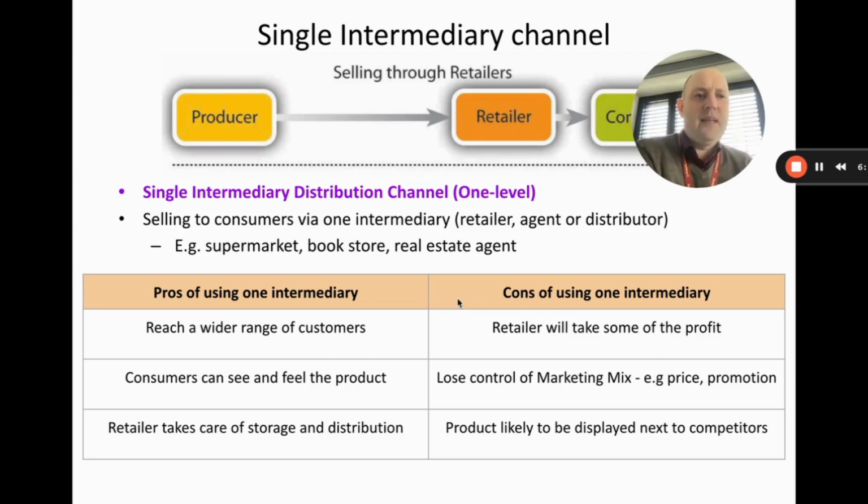The examples I've got down below are more going to be about retailers, which is pretty much a shop, if you like. But an agent can also be a real estate agent. So if you're selling your house, it's likely you're going to use an agent, and then they will show potential customers. And in this situation, they would be the intermediary. So let's use the example of a bookstore.